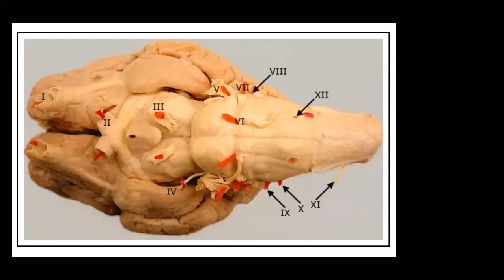So this doesn't really demonstrate it that well because we can only see where cranial nerve 8 comes out, but the nuclei are right in the middle here, sitting right next door to each other.